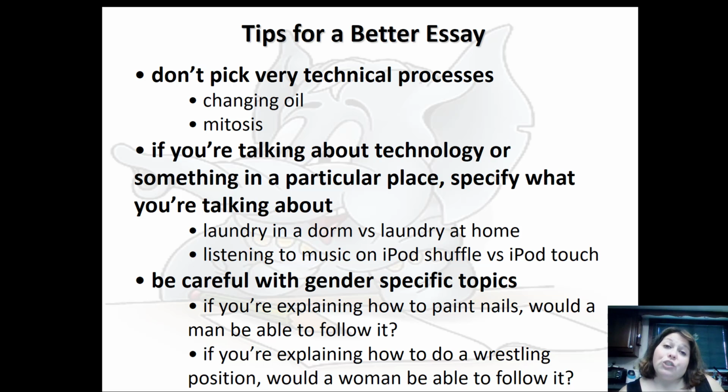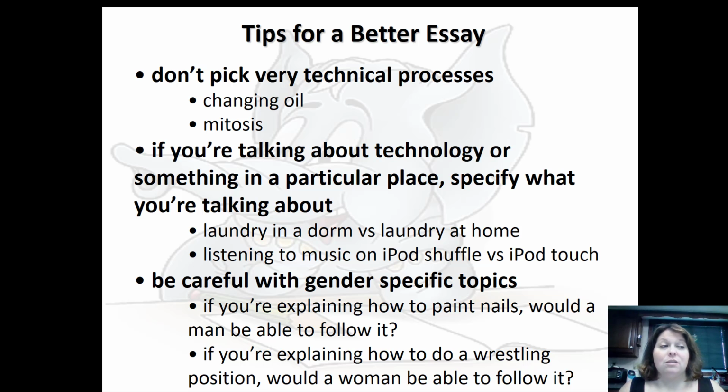So other suggestions for this are not picking technical topics and not picking things that can't be replicated. So again, remember, the idea behind a process essay is that I can repeat the steps that you're telling me to do. So I had a student who happened to be taking one of my writing classes and was also taking anatomy and physiology at the same time. And they got the same lecture that you guys are getting, but decided to do the paper on mitosis.